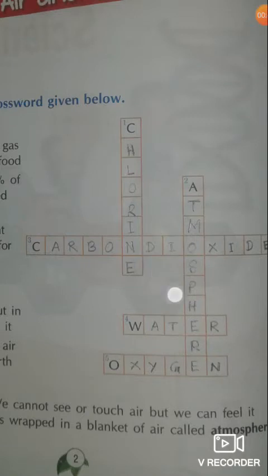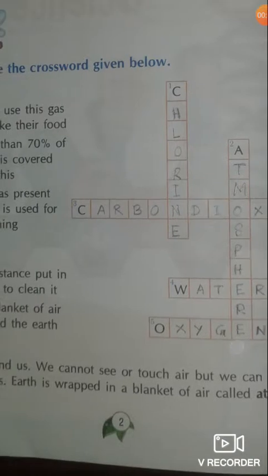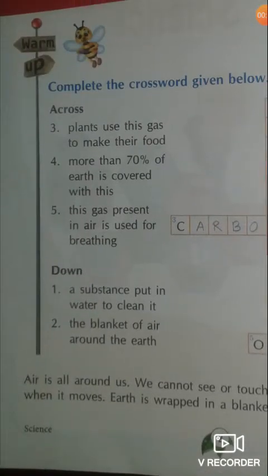Next is: more than 70% of earth is covered with this. Number 4 is water. Number 5, this gas present in air is used for breathing. Number 5, oxygen. Okay. Next, downwards. Number 1, a substance put in water to clean it. What will be number 1?